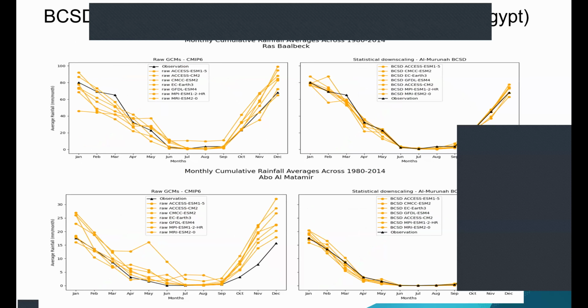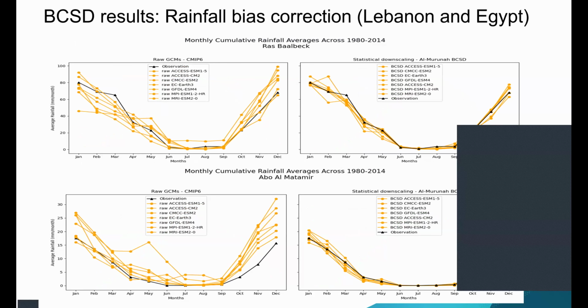Here we present the same results for the same 2 basins, but for rainfall bias correction. Rainfall is a particularly challenging variable to downscale accurately because of its high variability in time and space. In the raw GCM data on the left column, we often see large discrepancies compared to observed rainfall, with either significant overestimation or underestimation of monthly values. After applying the BCSD method, the bias-corrected rainfall projections align much more closely with the observed data, as you can see in the column.